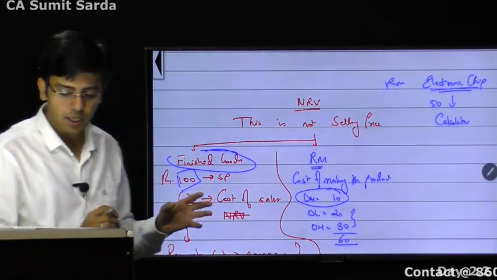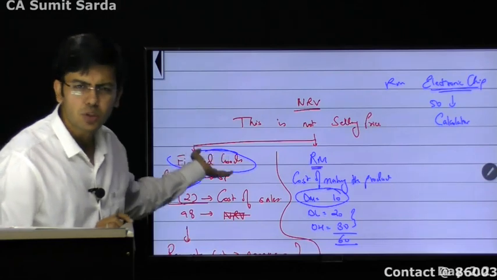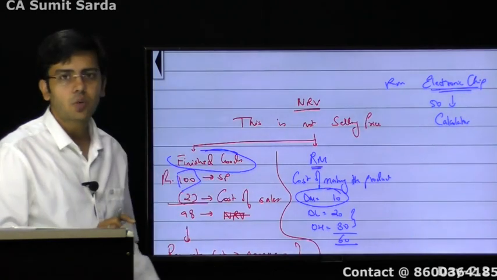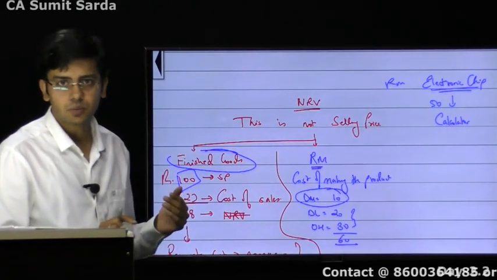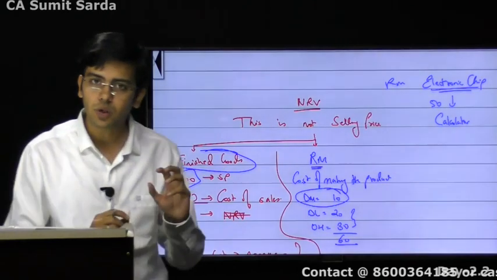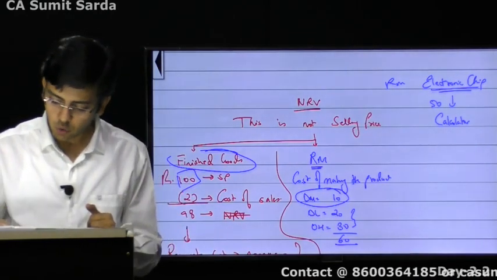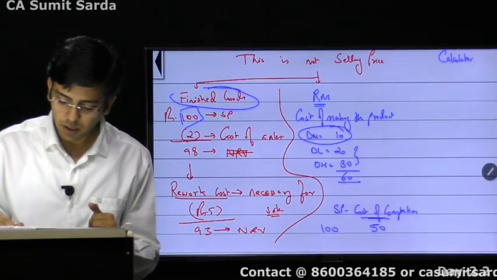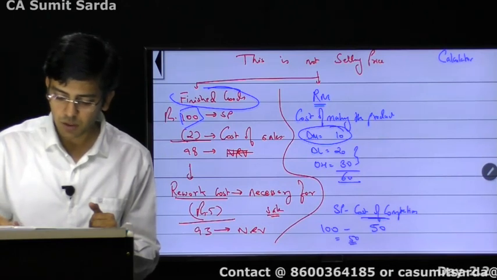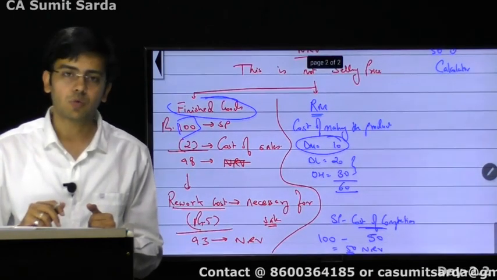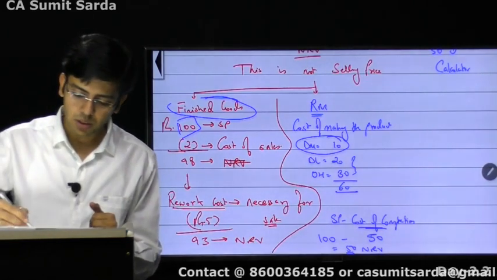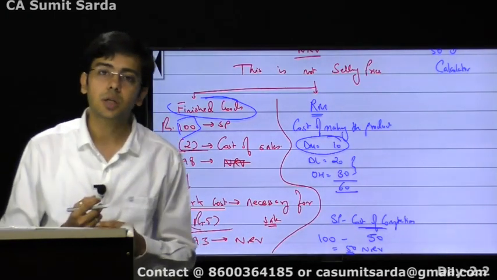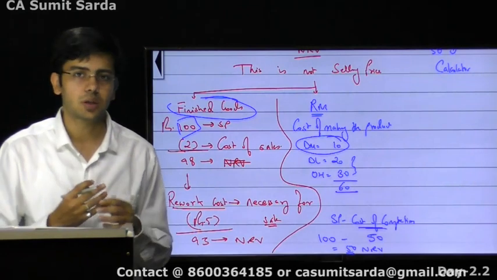If the price of the calculator is 100 rupees, let's assume, and 10 rupees is the cost of the chip, then 50 rupees is required to convert the chip of 10 rupees into a calculator. So the cost of completion of chip into calculator is 50 rupees and we sell it at 100 rupees. If I subtract both of them, 50 becomes the NRV of raw material. But this is the concept of costing, what we have studied in costing. We generally don't apply this concept under accounting standard 2.